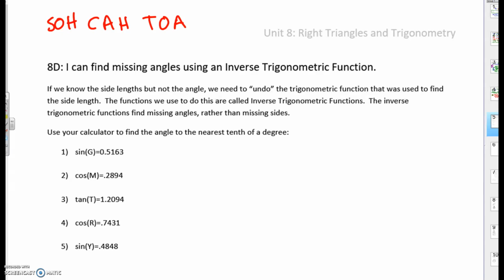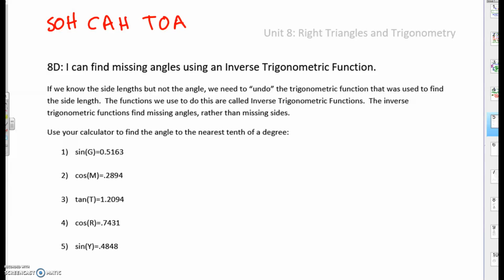Well, now we're going to learn how to find missing angles if all we know are side lengths. Inverse trigonometric functions allow us to basically undo trig functions and help us find missing angles. The first thing we're going to look at is how to solve these in your calculator.